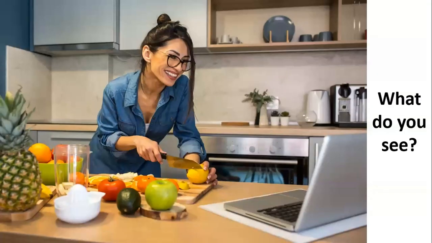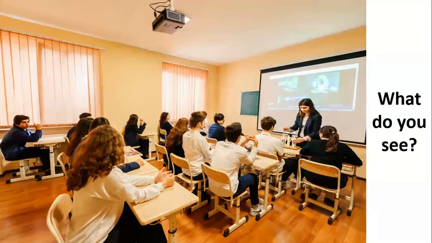Here, what do you see in this picture? There is a lady who is cutting some fruits. There is a laptop. She's inside a kitchen. This is a classroom. Why am I showing all these pictures? To recognize the objects, people, things, and environment in the picture becomes really difficult for a machine to understand.